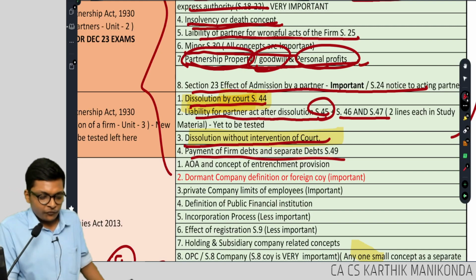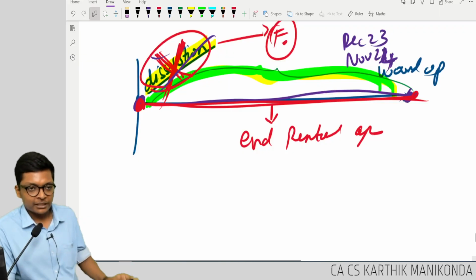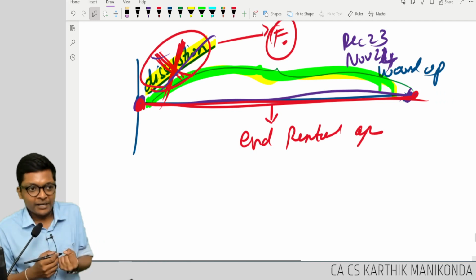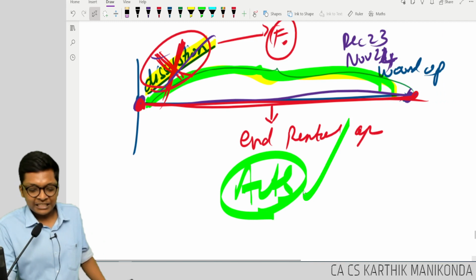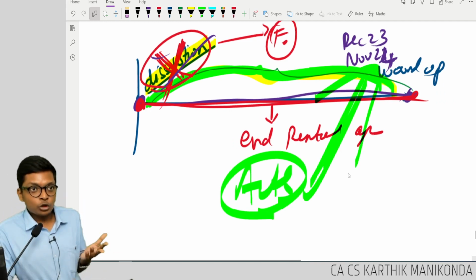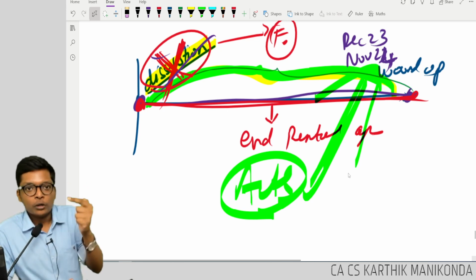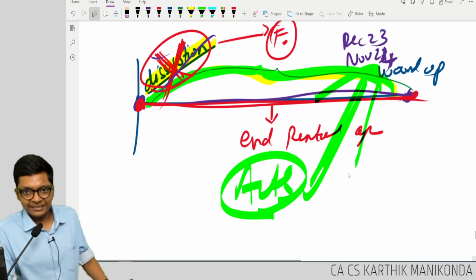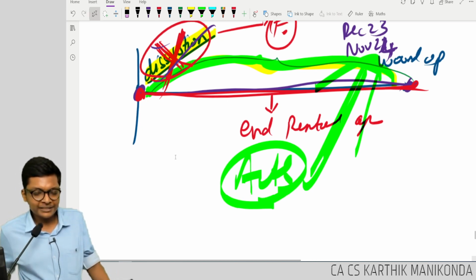So, section 45 tells the liability of partner after dissolution. A partner has the power to do all those acts which are necessary for the purpose of winding up. I can't go and take a new bank loan now. But an existing bank loan, I have to pay. Are you following, guys? Here we have some exceptions. What is it? In section 45.